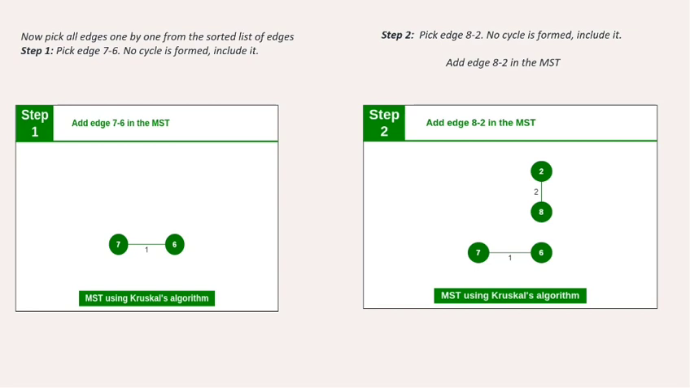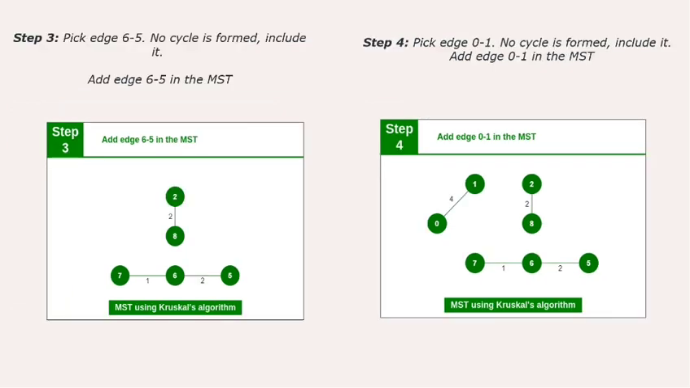The first step is selecting the smallest weight. So 7 to 6 has the smallest weight of 1. Then step 2, the next smallest weight is 2, which is between 8 and 2. We have to select that. Step 3, pick the edge 6 to 5. No cycle is formed, so we can include that. Next, step 4, pick the edge 0 to 1. The next smallest weight is 4. There is no cycle formed, so you can include it. The edge 0 to 1 is included in the minimum spanning tree.